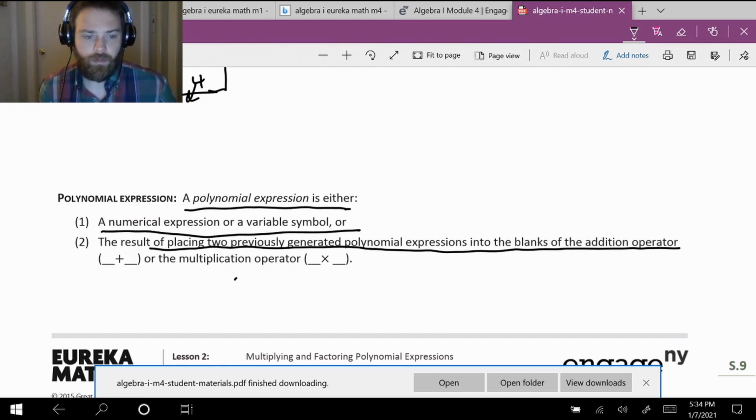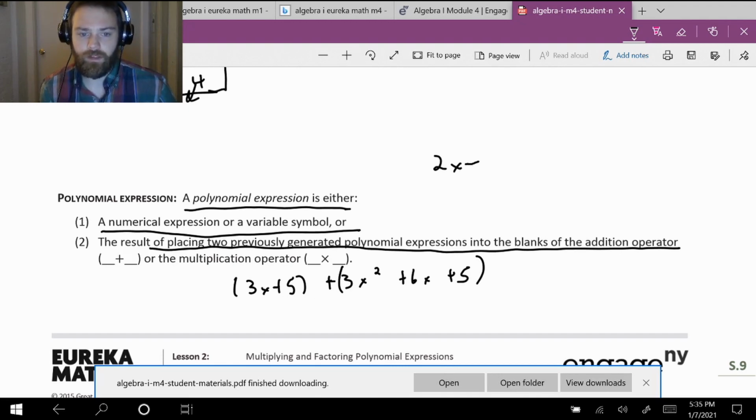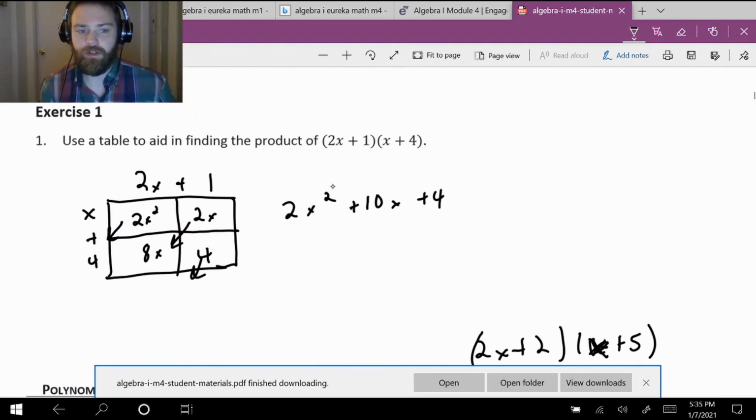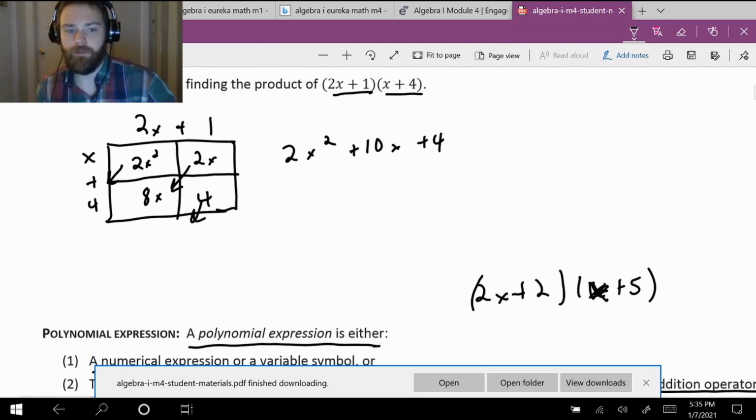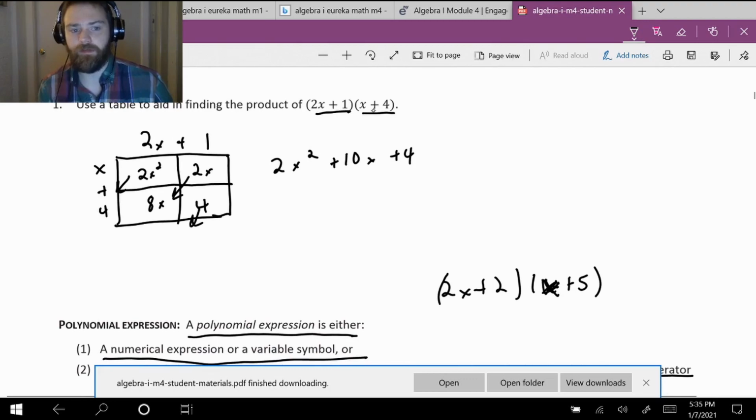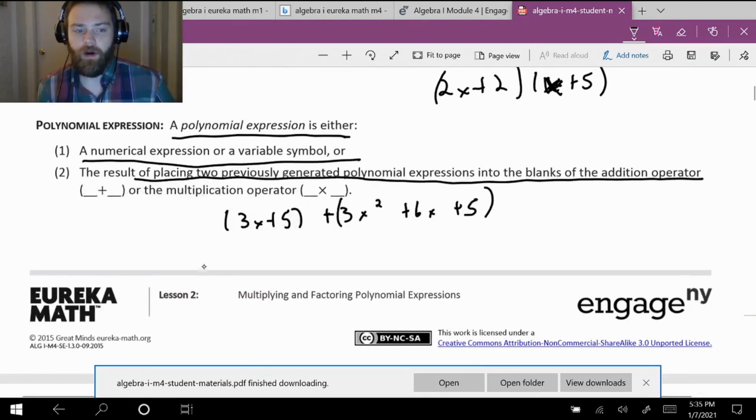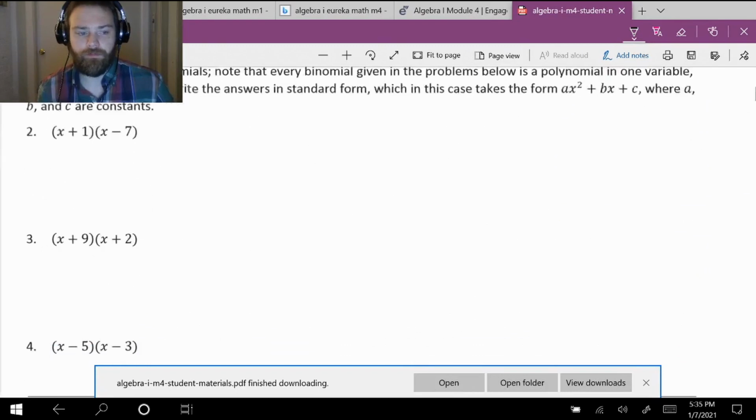So if you take a polynomial expression like 3x plus 5 plus 3x squared plus 6x plus 5, that is a polynomial expression. And then if I take these same things and I multiply them, or if I take 2x plus 2 and multiply it by x plus 5, whatever, doesn't matter. These are just examples. Then that is a polynomial expression. So these two are two polynomial expressions. They're called binomials. If you multiply them together, they make a trinomial, but polynomial times polynomial equals polynomial. Polynomial plus polynomial equals polynomial.